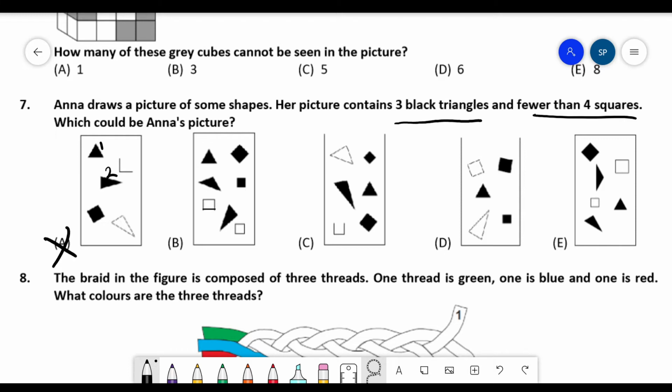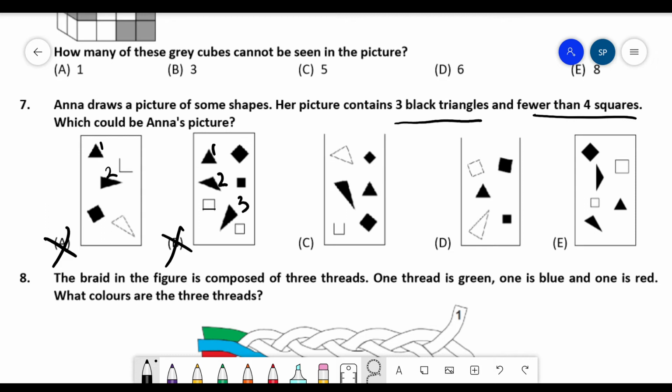It's wrong. And B. In B, if we look, there are 1, 2, 3 triangles. And it says fewer than 4 squares. If we look here, this is 1. It's not a diamond. It's actually a square that's tilted. So if this is 1 square, 2, 3, and 4, it says fewer, not equal to 4. So that means B is wrong.